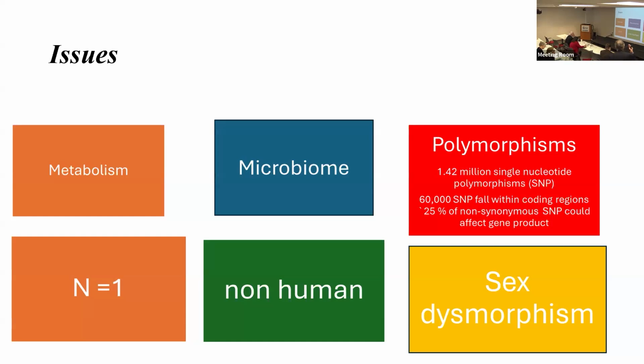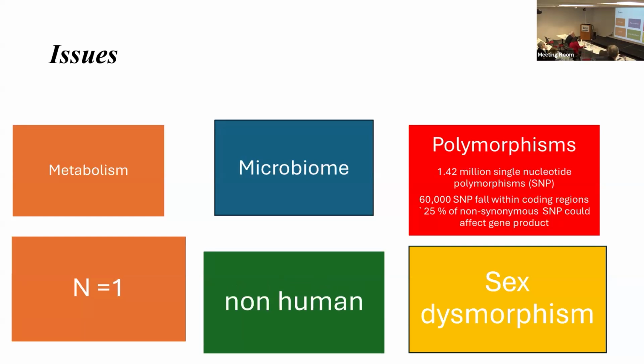Polymorphisms, there are about 1.42 million single nucleotide polymorphisms, and 60,000 of those fall within the coding region of the gene. That's diversity in the population. And what do we use, Christy? 10x to take into that in our safety factor. So are we thinking even broadly enough with our whole animal studies when we think about these kind of things?